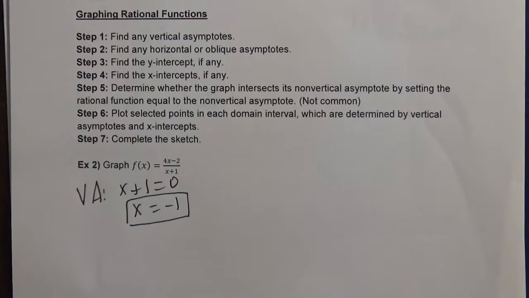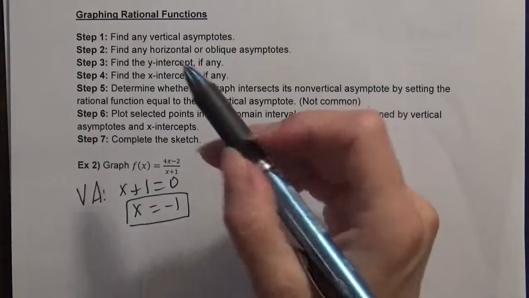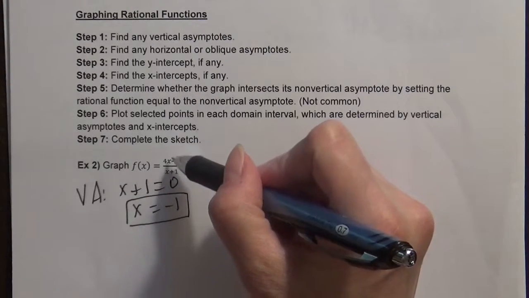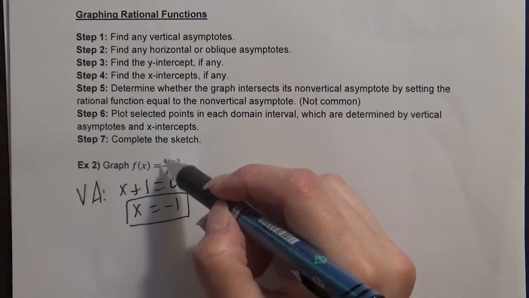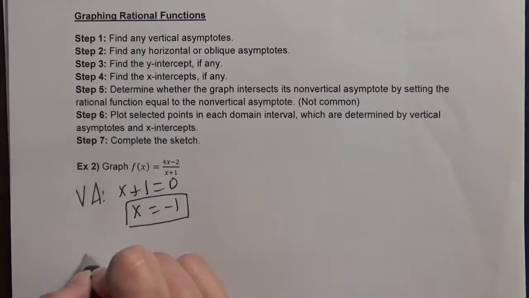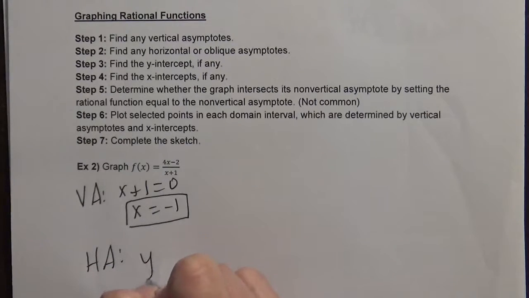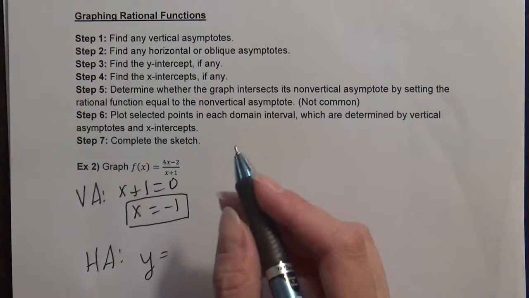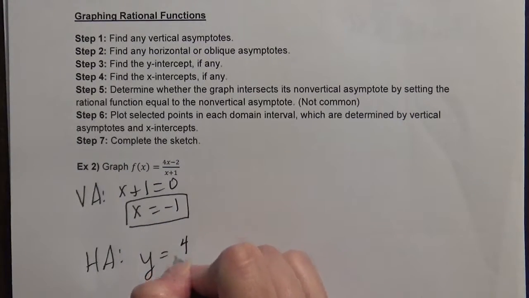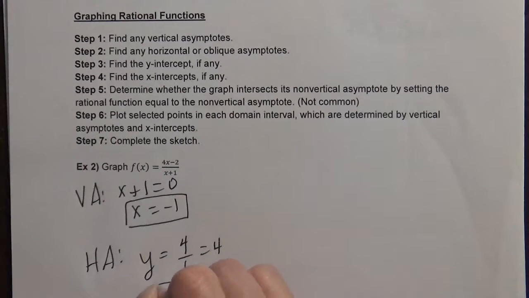Do I have a horizontal or do I have an oblique asymptote? My numerator has degree 1, my denominator has degree 1. So they both have the same degree. This is when you just take the coefficients of the 2 leading terms. So we have a horizontal asymptote of y equals, we're going to just use the 4 and the 1, the coefficients in front of the x, 4 divided by 1, or 4. So my horizontal asymptote is y equals 4. Do I have an oblique asymptote? No, because I had a horizontal asymptote. So those are my asymptotes.